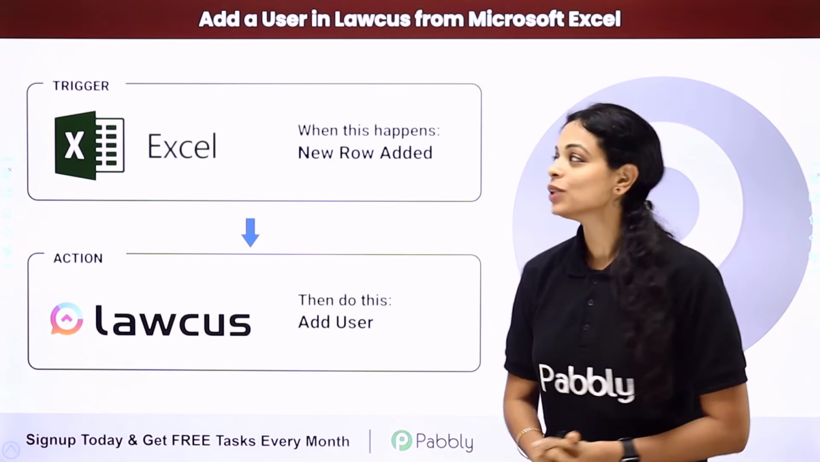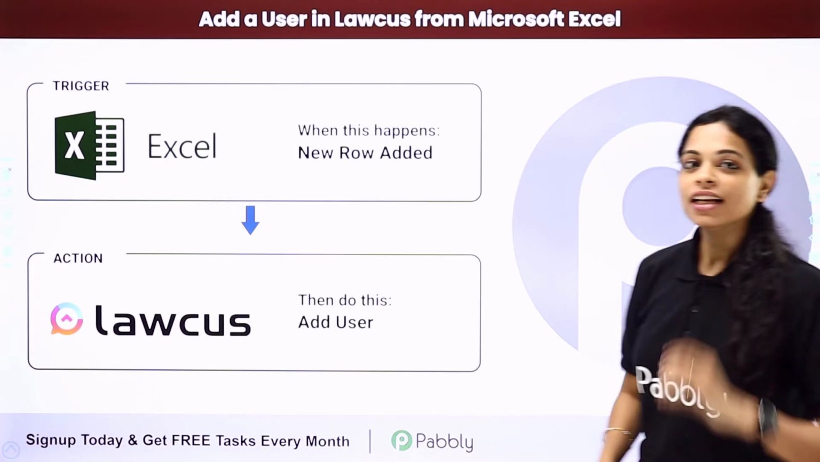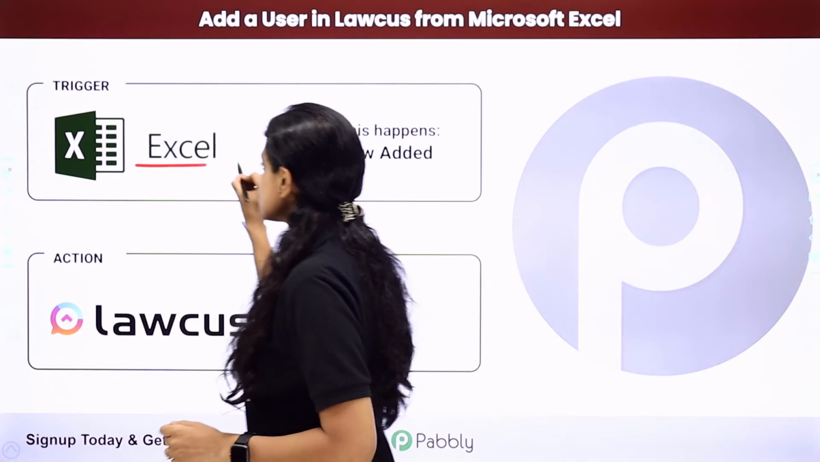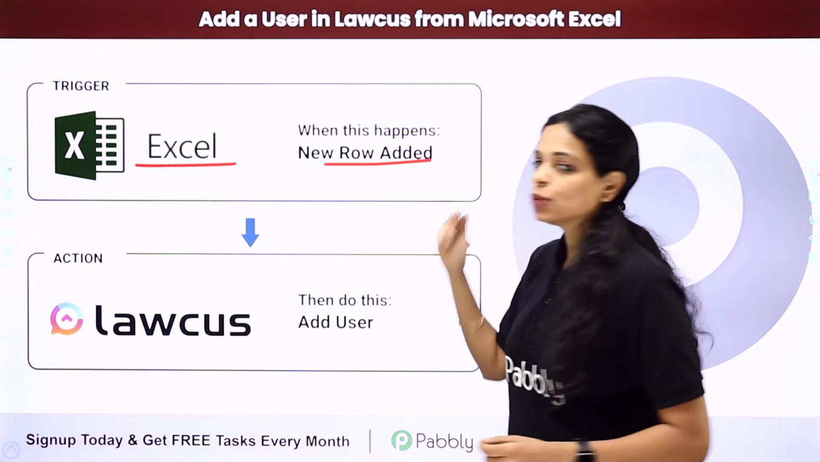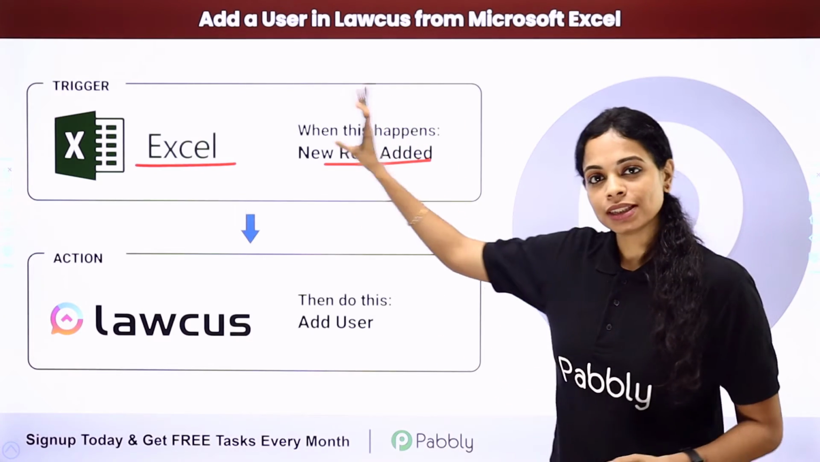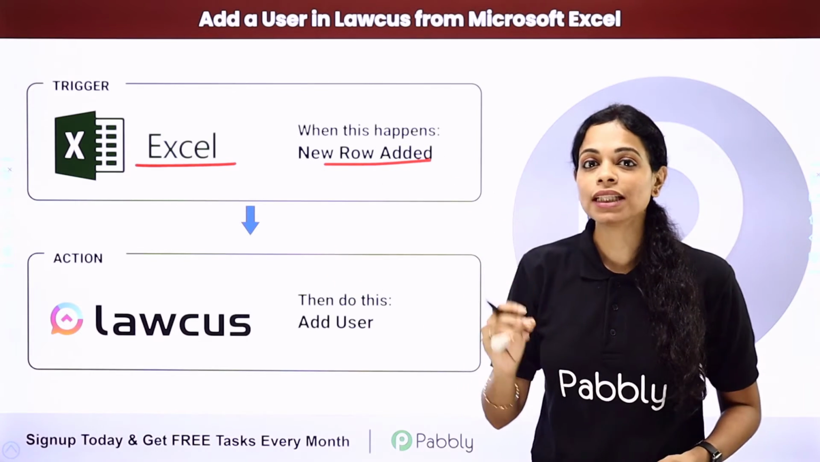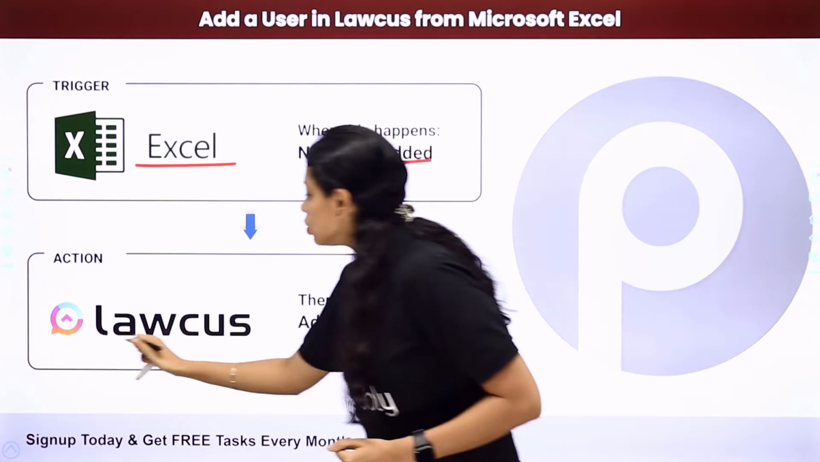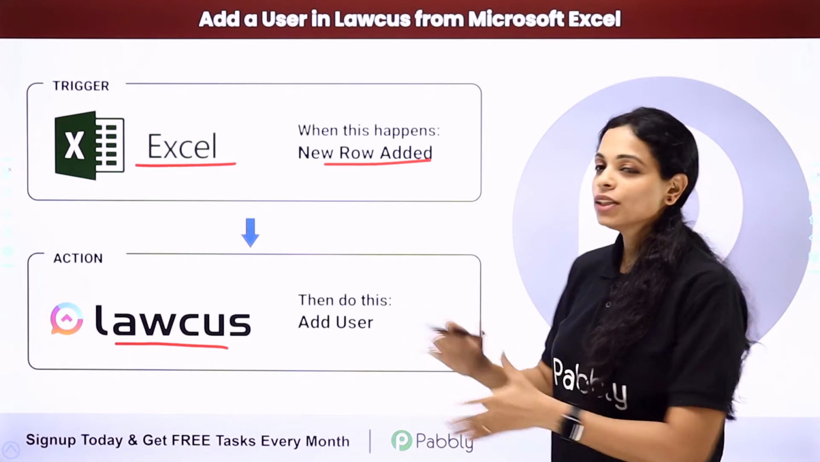In this video, we are going to see how to add a user in Lawcus from Microsoft Excel. So let's say that you are using Excel as a spreadsheet and every time a new row is added as new data, some new information is there in your Excel sheet. You want a user to be created with that information on Lawcus, which is a legal practice management software. Now, how can you do this?